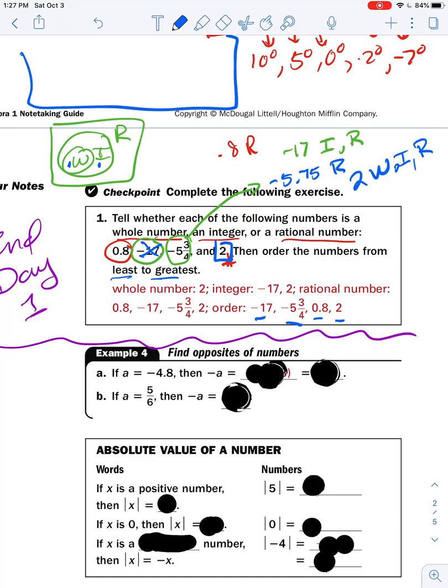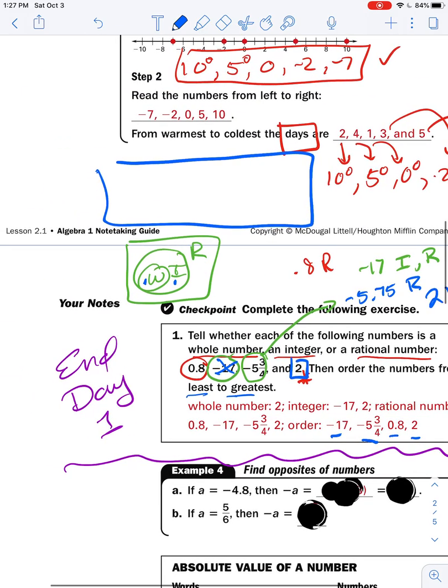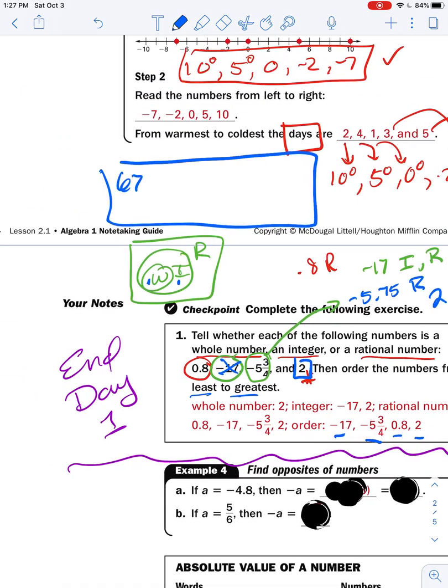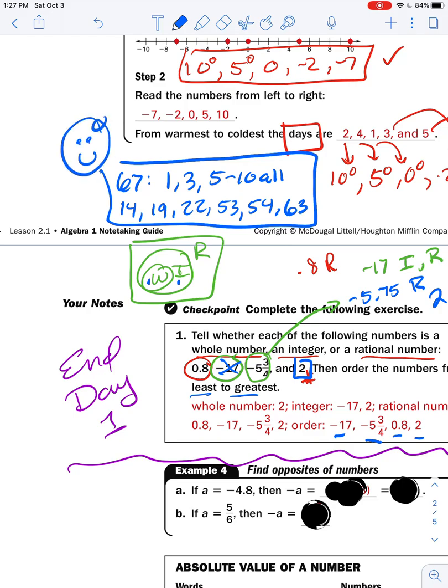All right, I'm going to go up here and write down your assignment for today. You're going to be looking on page 67. You're going to do number 1, number 3, 5 through 10, do all of those. 14, 19, 22, 53, 54, and 63. So when you're done with those, then open up your assignment check. Make sure that you have written down your work, boxed in your answers, so that when it comes time to transfer your assignment check answers, you can just go right through it in the 10 minutes that you have.